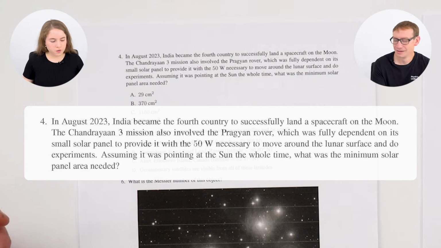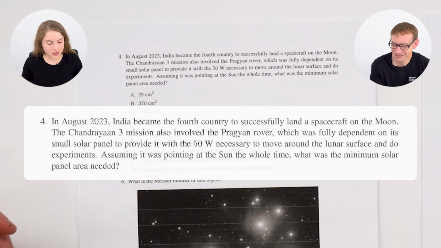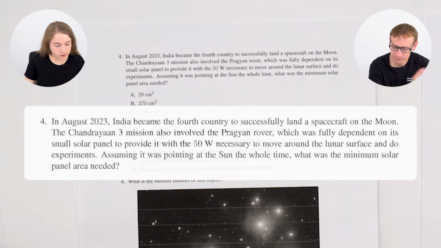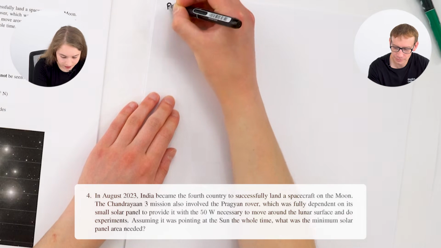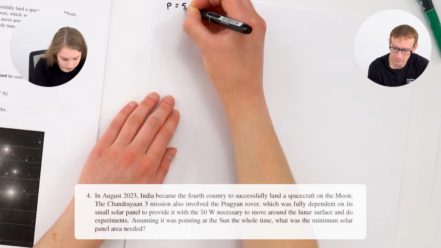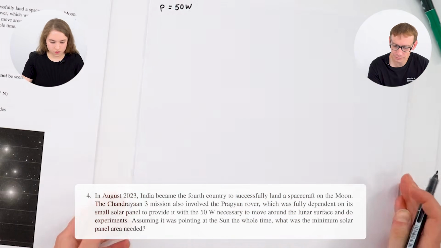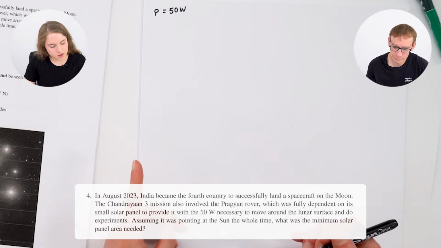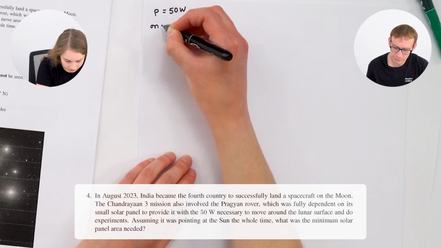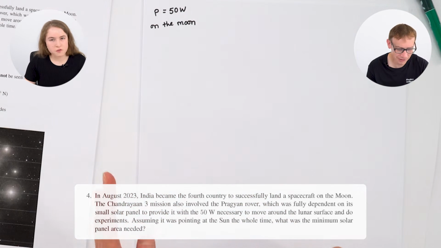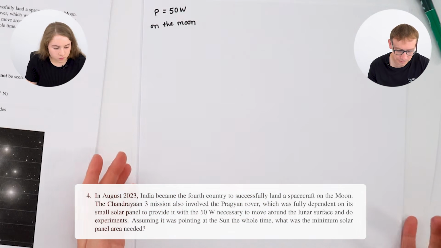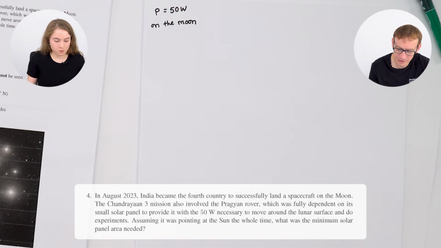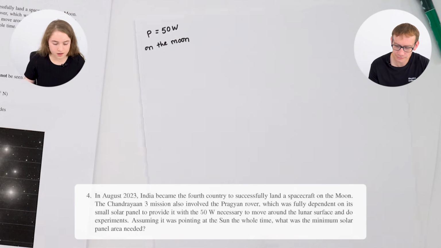So this question's a bit long in terms of the actual preamble, but I would say there are 3 key bits of information from this. So we know that the power we want is 50 watts. That's the power we need to power this thing. The other piece of information is that we're on the moon. I'm going to write that down. And then one of the most important things you need to extract from reading any question is, what do they actually want you to do? And what they're asking is, what's the minimum solar panel area needed?